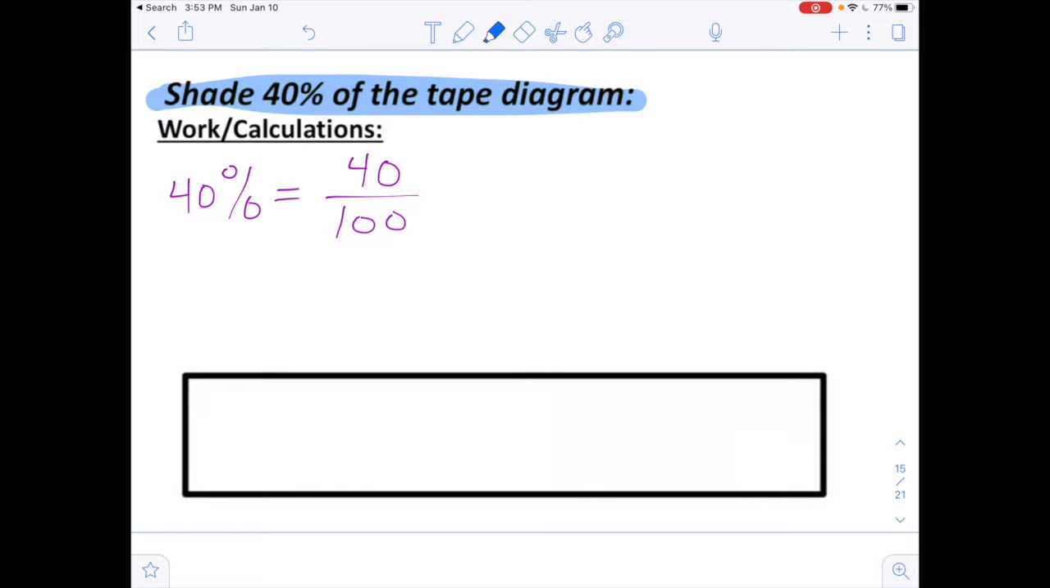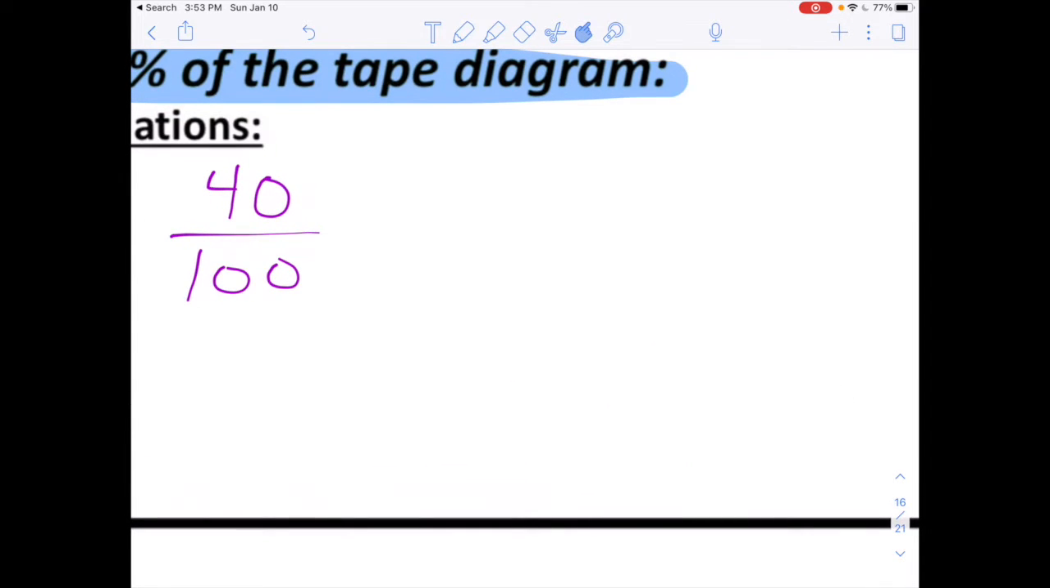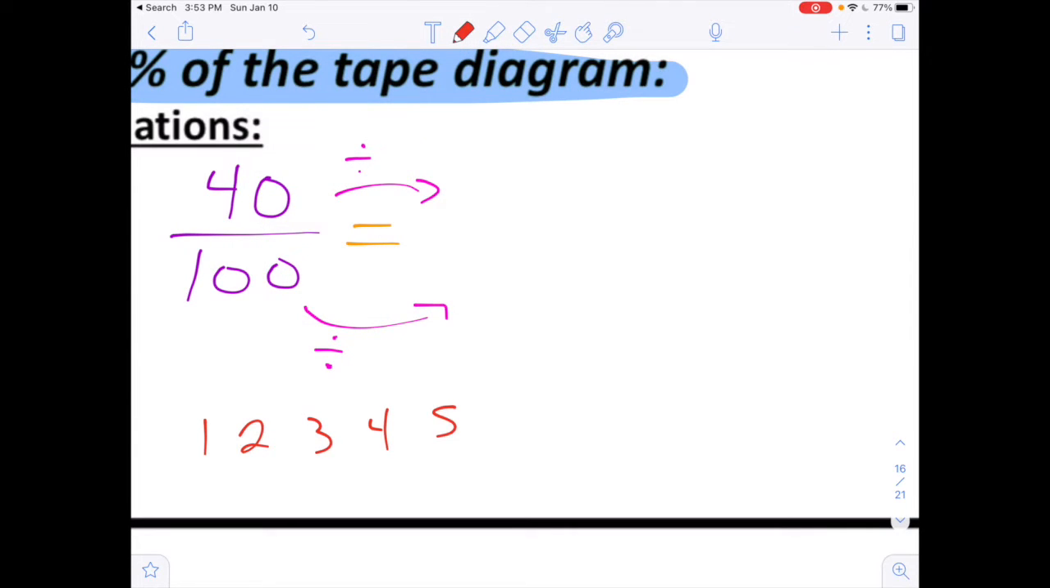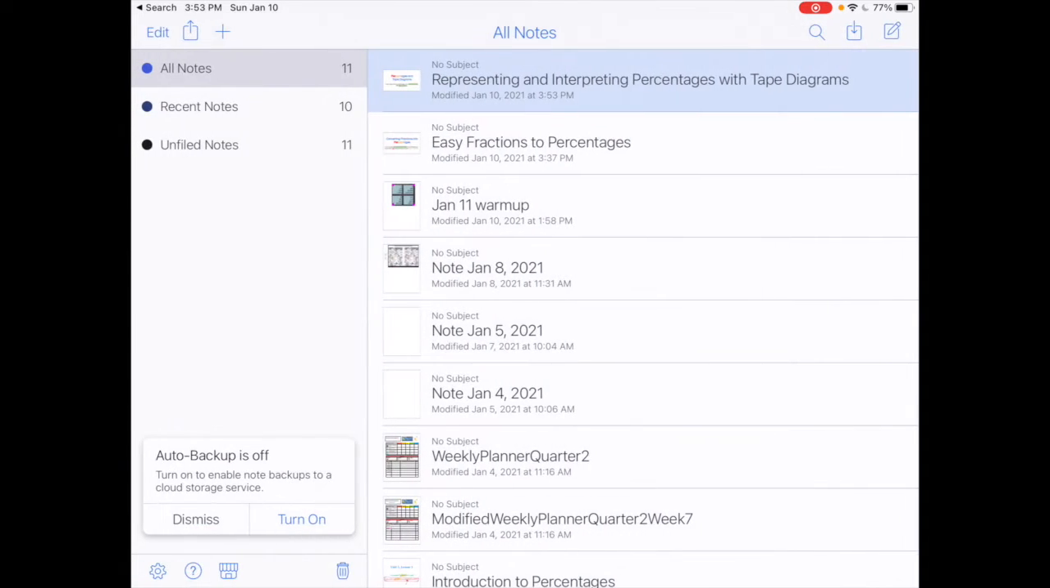So instead, I'm going to make fewer parts. To do that, I need an equivalent fraction. I need to think, what can I divide 40 and 100 by? Or what can I count by? And then I would divide by that number. All right, so I could count by ones. 1, 2, 3, 4, 5. Eventually I'm going to say 40 and 100.